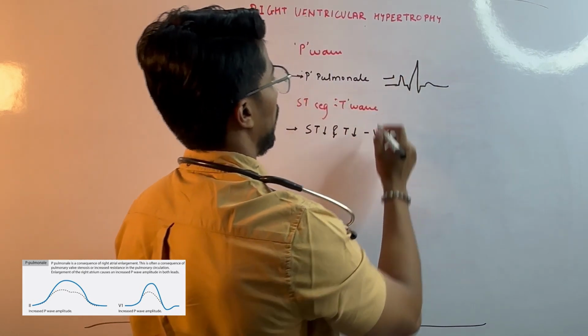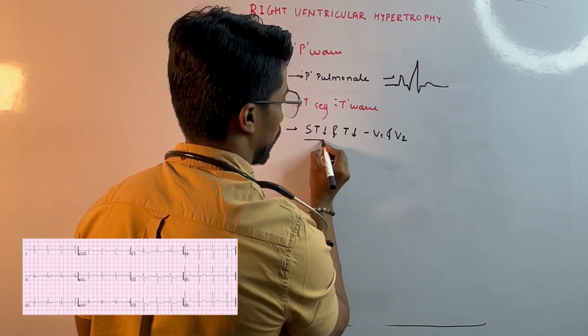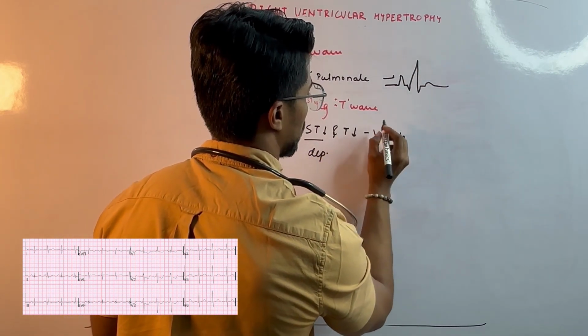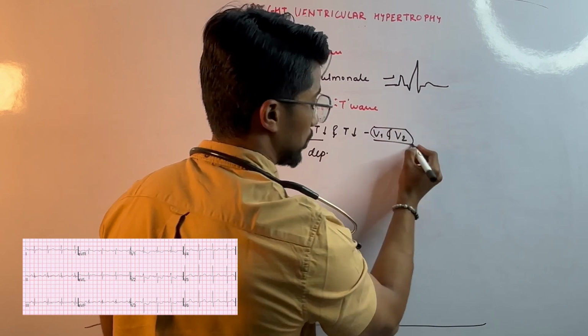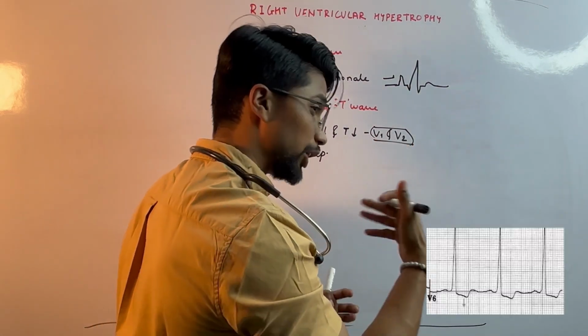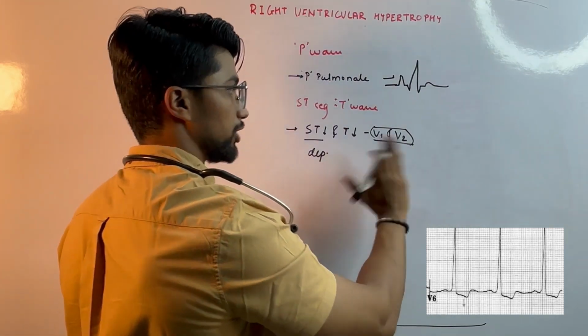This is your P pulmonale. And what happens to the ST segment and T wave? So ST segments are going to be depressed, and there will be T wave inversions in the precordial leads, mostly V1 and V2, which are looking at the right heart. So it's the same as LVH with a strain pattern, but in the right-sided leads instead of the left-sided leads.